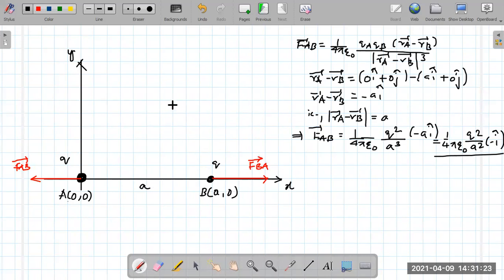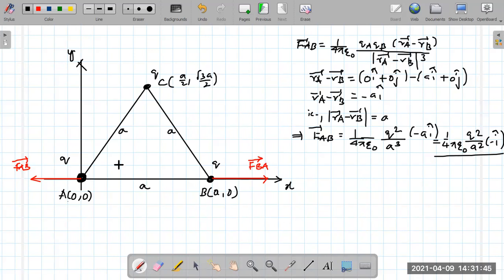Now let me consider another charge over here. Let's say another charge Q is placed at some coordinate C, and this forms an equilateral triangle. So what should be the coordinates of C? A by 2 comma root 3A by 2. Is that right? So here definitely C will exert force on A as well as B.